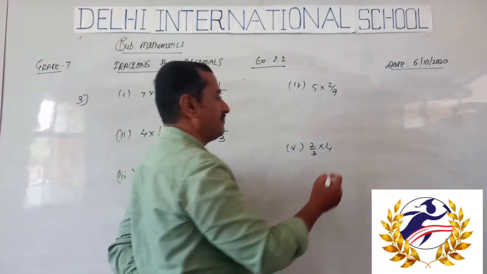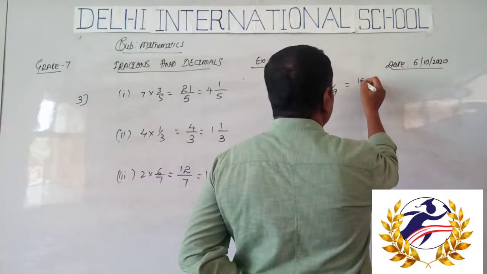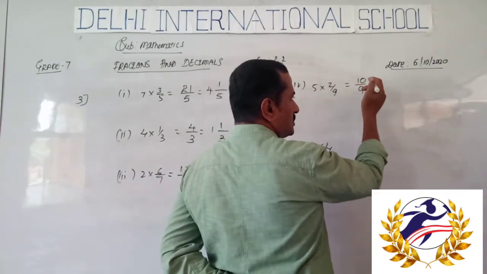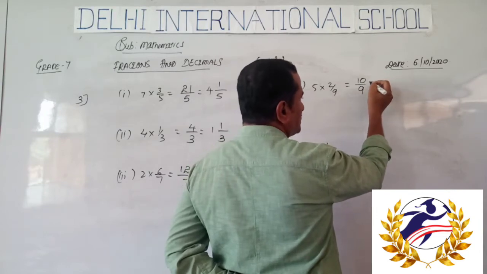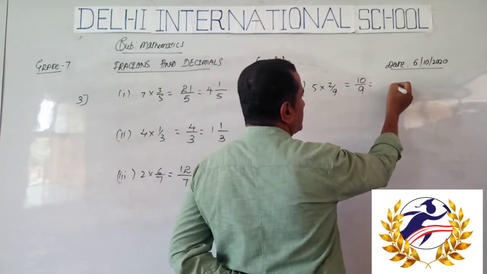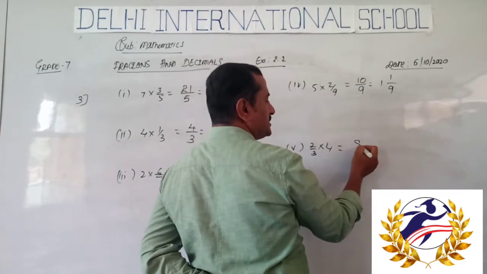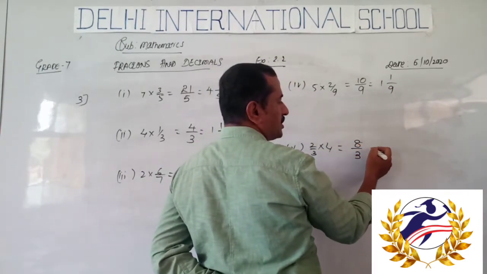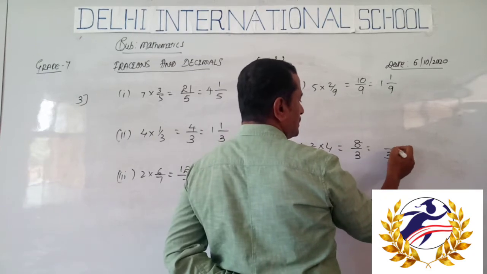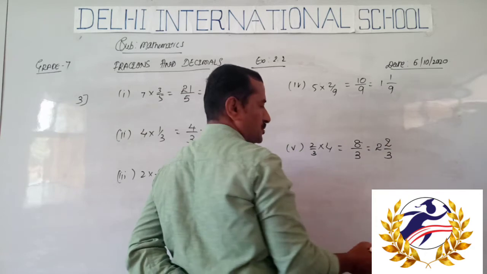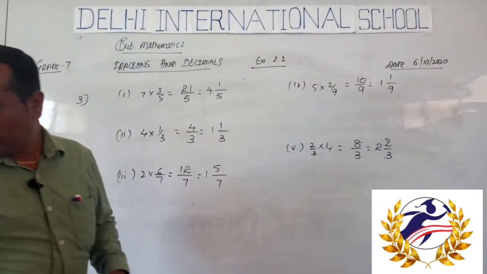5 2s are 10 divided by 9. Both the numbers are not divisible by the same number. As a result of that, you can write it as 9 1s are 9 and remainder 1. 2 4s are 8 divided by 3. 3 is a prime number, not able to divide. So 3 2s are 6 and remainder is 2. This is how you have to do.